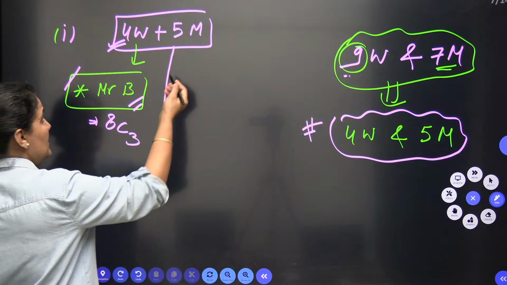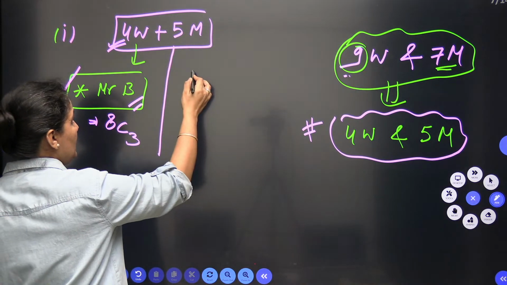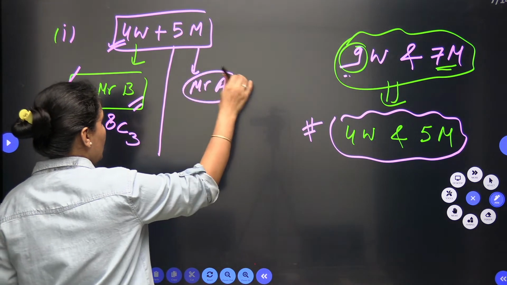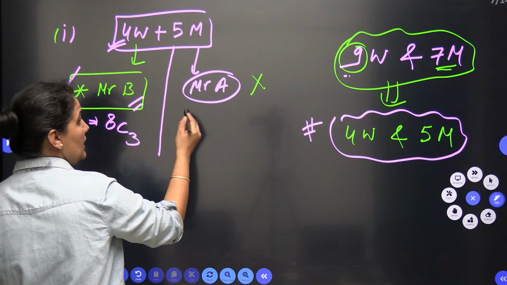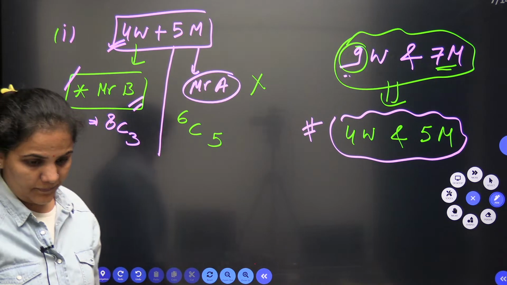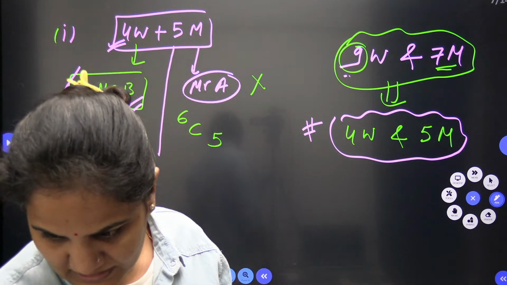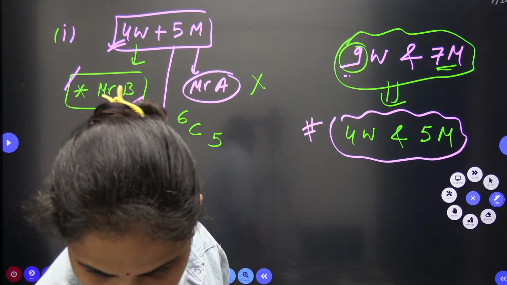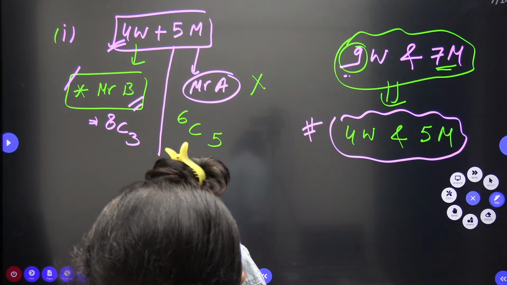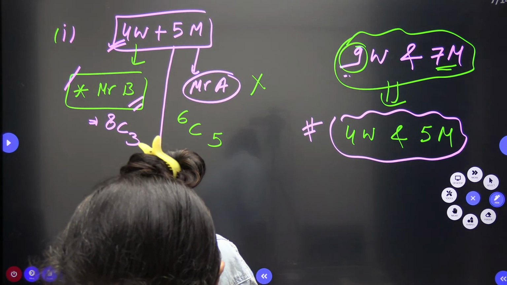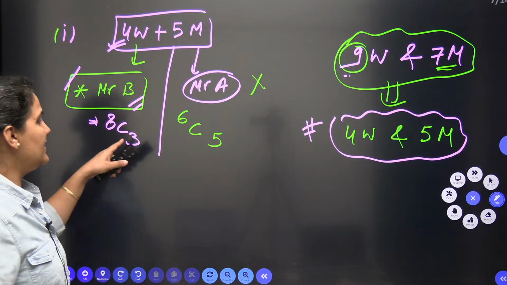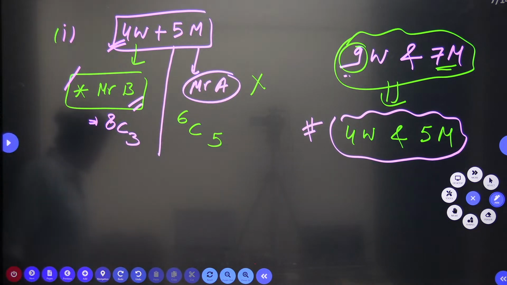So when Miss B is there, we are having available persons now 6 only for the men, because Mr. A will not be available now. So out of the 6 men, we need to make a committee of 5. So it will be 6C5. Very easily we can get this result. Okay. So this is the first case which is possible: 8C3, and the next one is 6C5.